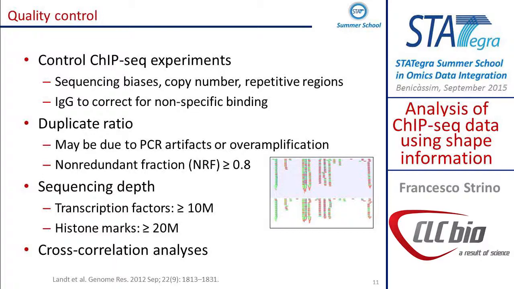Then an obvious one is sequencing depth. You need to have enough reads, of course. If you don't have enough reads, then you can't really sample the whole genome. The guidelines are, for transcription factors, about 10 million reads, and this counts uniquely mapped reads. For histone marks, since you have bigger peak regions, they recommend twice as many reads, so 20 million. Nowadays, it's not really a big problem to get up to that number, so it's not much to worry about. And the next thing to do is cross-correlation analysis.